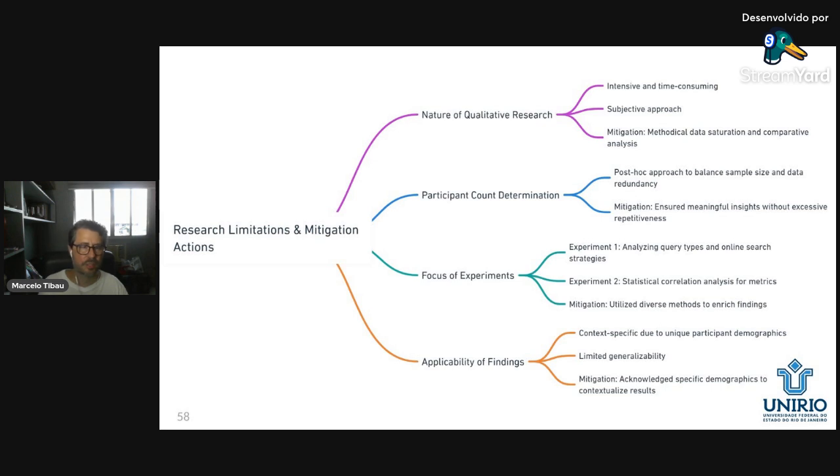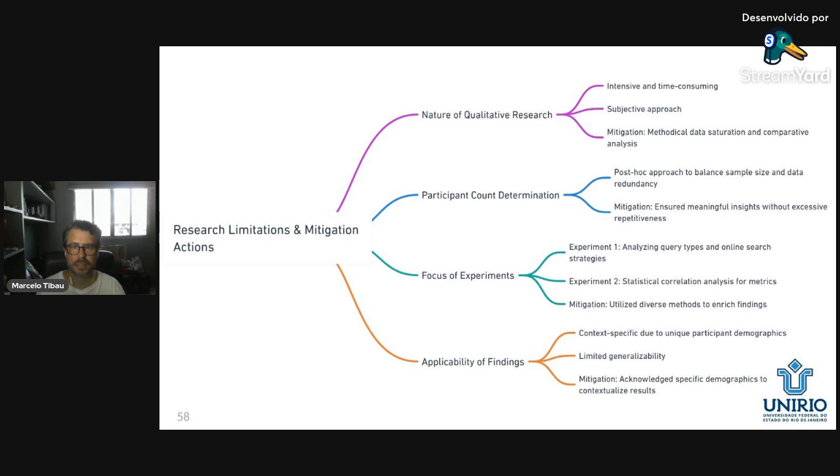The experiments had different focus. The first one concerned analyzing query types and online search strategies. In the second one, I was interested in comparing the correlation between the two metrics. To mitigate that, I utilized diverse methods to enrich findings, including comparative methods.